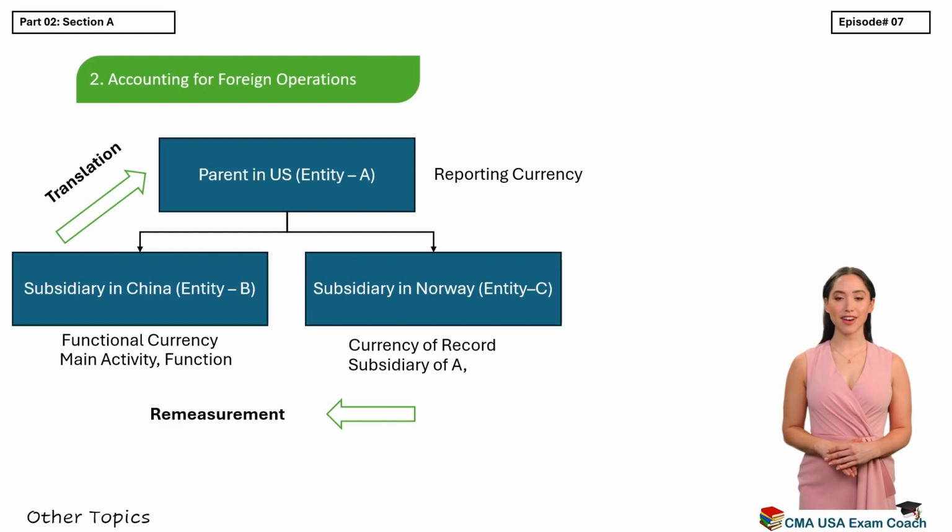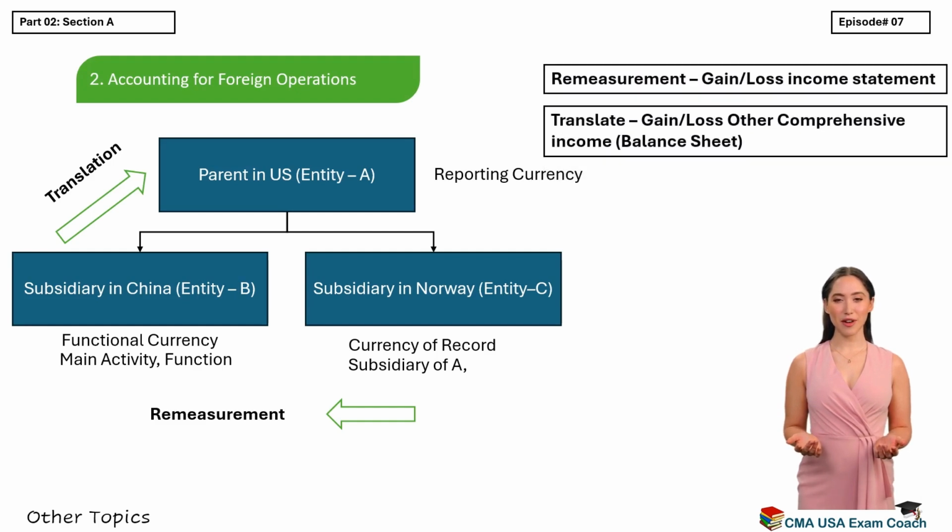This adjustment affects the income statement, and any gains or losses from remeasurement are recognized immediately in the profit and loss account. Then translation. Once the subsidiary's financials are ready in Chinese yuan, they are translated into the reporting currency, which is the US dollar, for consolidation into the parent company's financial statements.